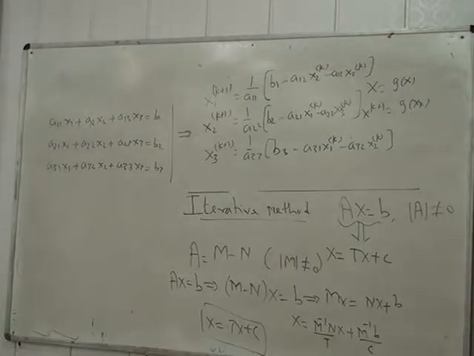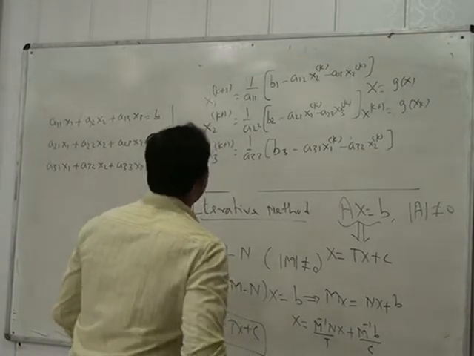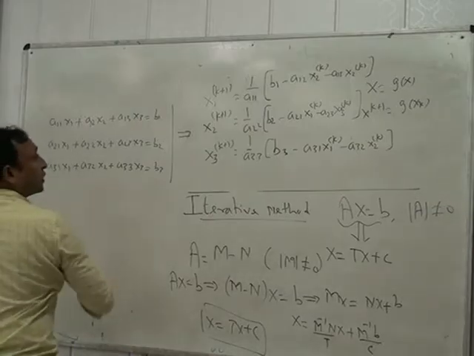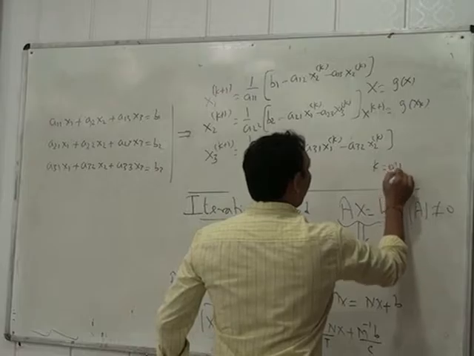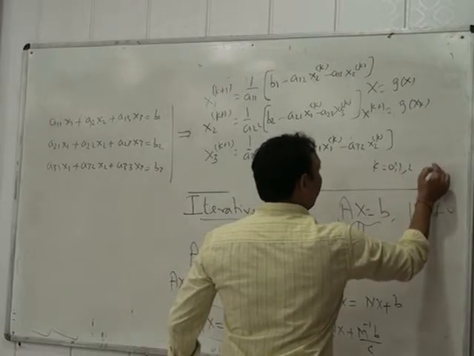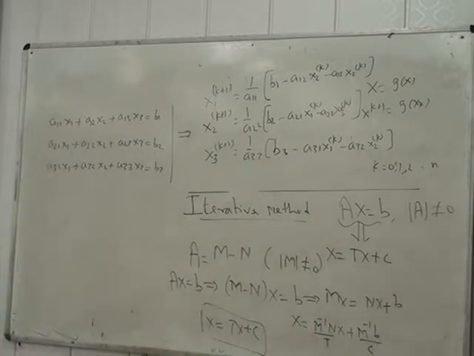So how do I solve this? You need, so here this k goes from 0, 1, 2 etc. So you want n iterations, correct? K goes from 0, 1 to n, correct?